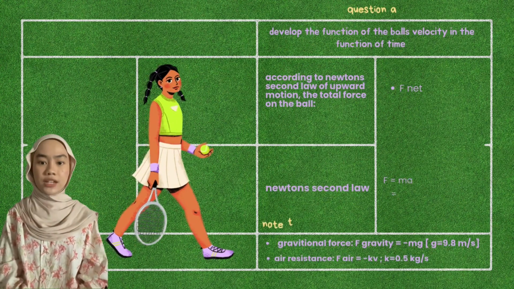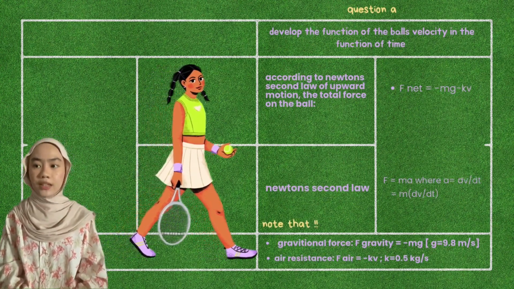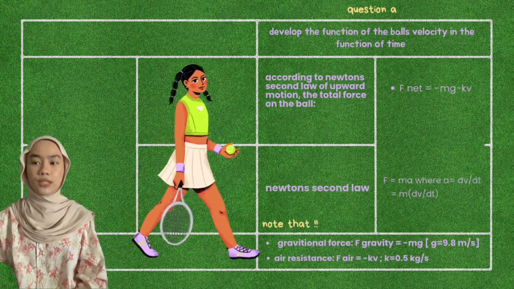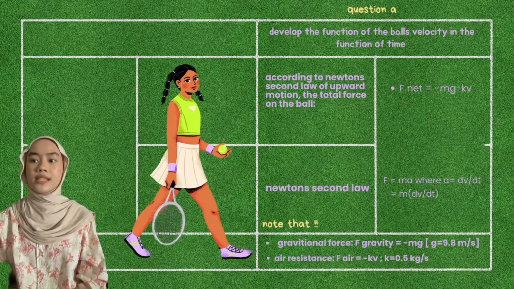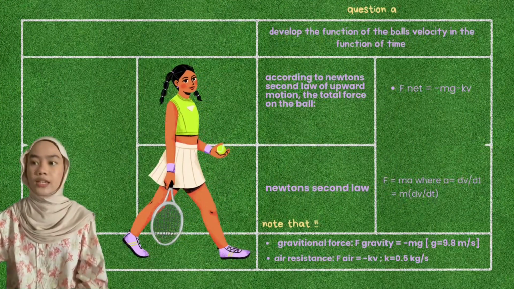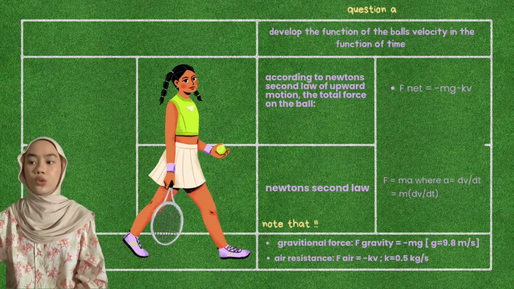Question E. Develop the function of the ball's velocity as a function of time. First, let's take out all the information from the question. For this question, we will be using Newton's second law of upward motion and also Newton's second law to develop the function. Here, F equals ma, where a equals dv over dt. And when we substitute, we will get F equals m dv over dt.